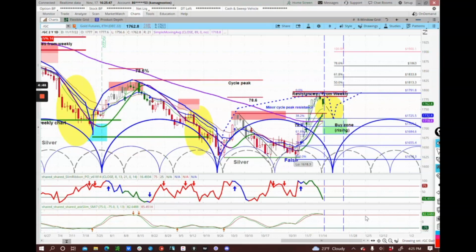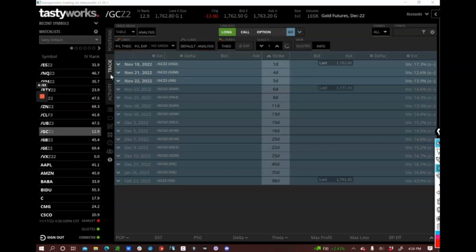Now let's go over to the Tastyworks platform and talk about a couple of possible setups in gold futures. Here is the Tastyworks platform. I have /GC loaded in here, and two things to notice. First, the IV rank in /GC is low, currently 12.9. That would suggest long premium strategies that would benefit from a vol expansion.